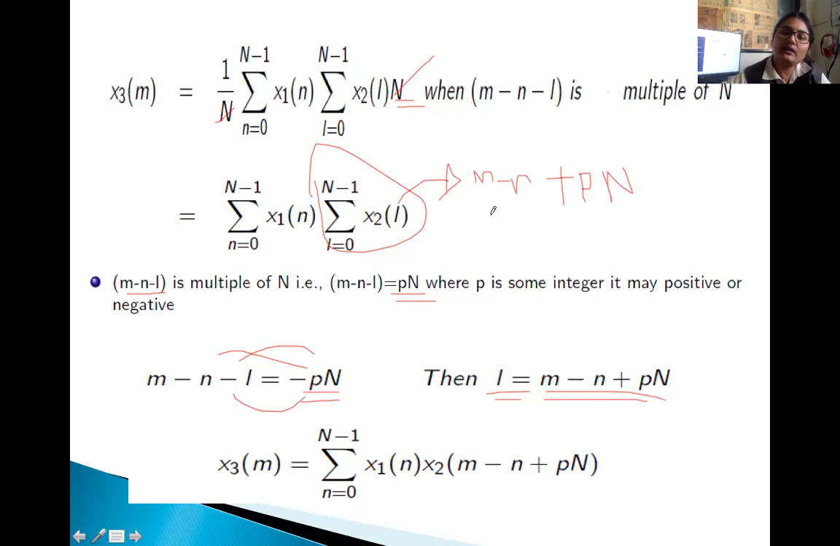जर आपण ह्याला रिप्लेस केलाय तर we can write here value of l. So this summation will not exist any more, because l variable राहिलेलाच नाहीये, त्यामुळे समेशन इथं एक्झिस्टच करणार नाही. So only this term will remain, x2 of m minus n plus pn. This is the only term which will remain after that.